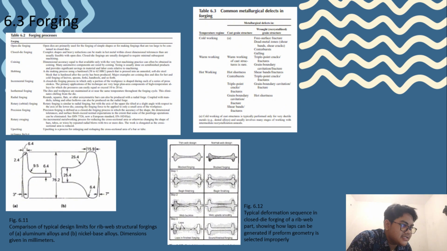In forging processes, because forging is a relatively complex process, fracture or generation of undesirable defects can occur in the workpiece. Some types of metallurgical defects are summarized in table 6.3, which I can show you too. The common metallurgical defects in forging.